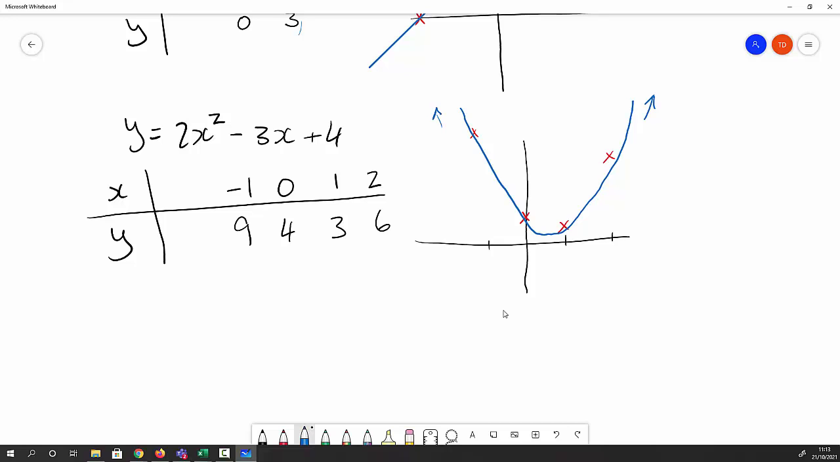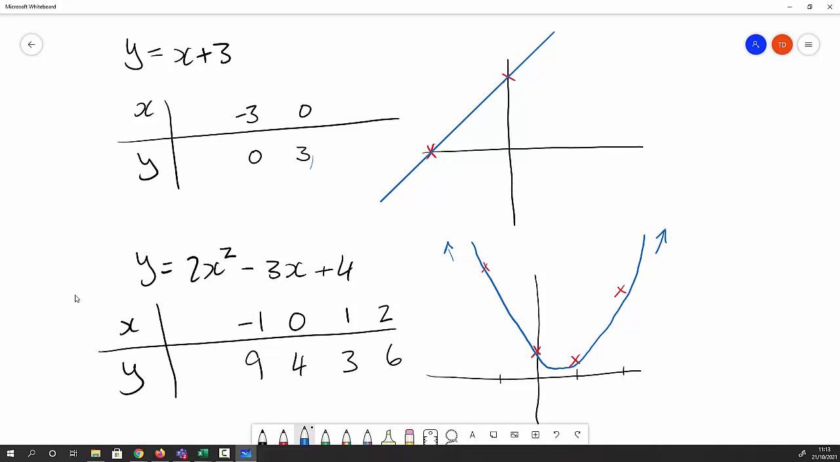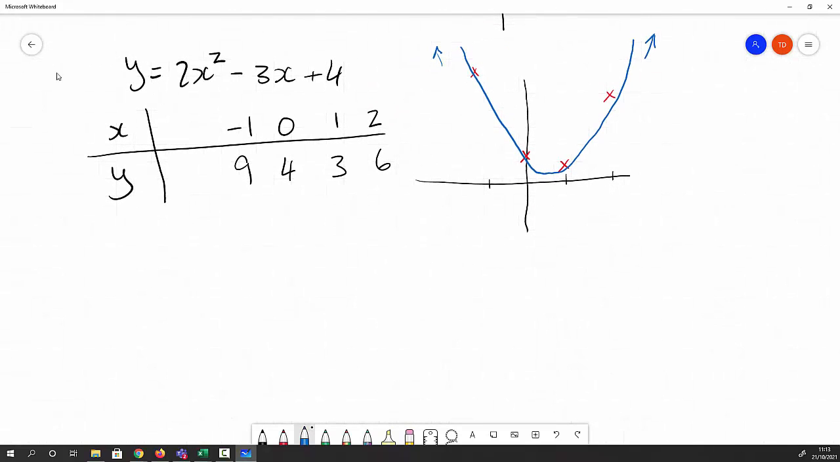So if you have to sketch a graph in an exam, particularly if it's something more than a straight line graph, obviously with a straight line graph you can quite quickly do a sketch without even bothering with a table. But if it is a non-linear graph, I would expect you to do a quick table and then do a quick sketch of the sort that I've done here.